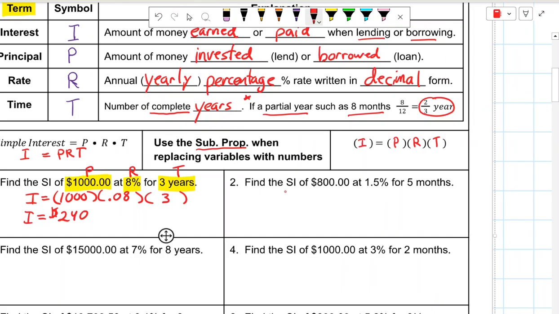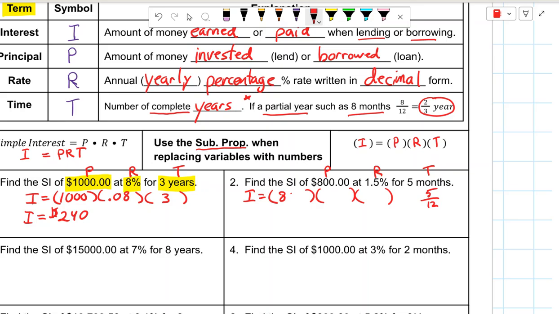And we're still finding the SI, the simple interest of $800, which is our principal, our percent, which is our rate, and our 5 months, which is time. But the problem with our time is it's not in years. So we need to change 5 months into years. So to do that, we're going to list it as 5/12 of a year. We can't simplify that any further, so we're going to just start. Interest is equal to principal times rate times time.